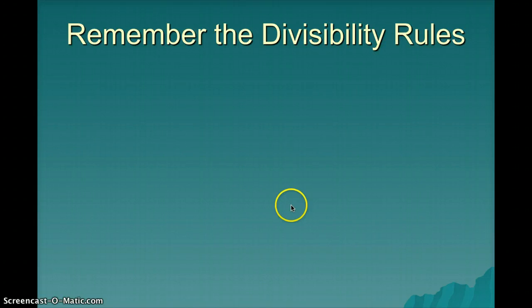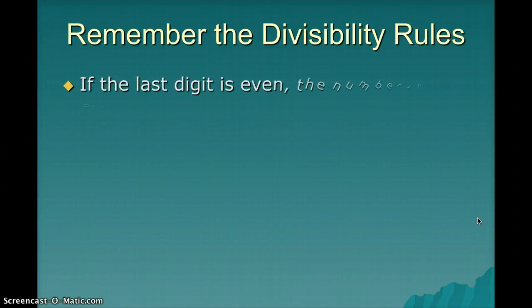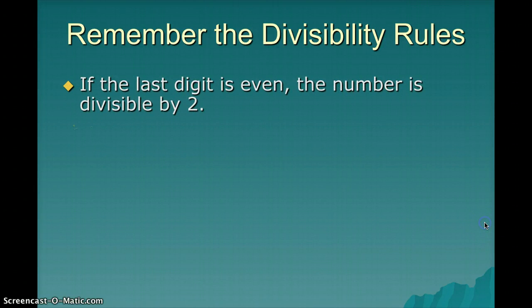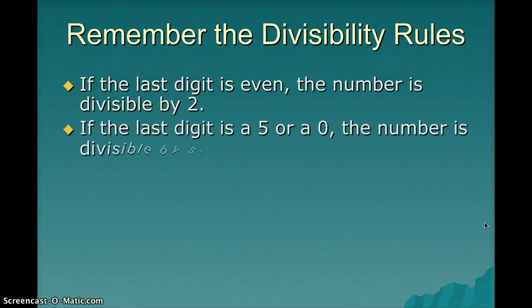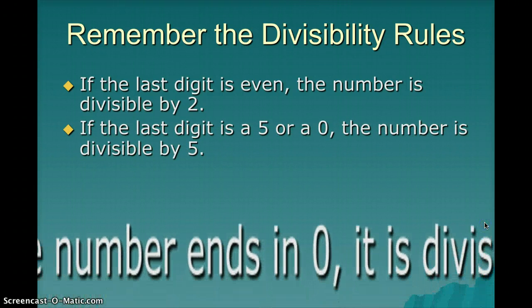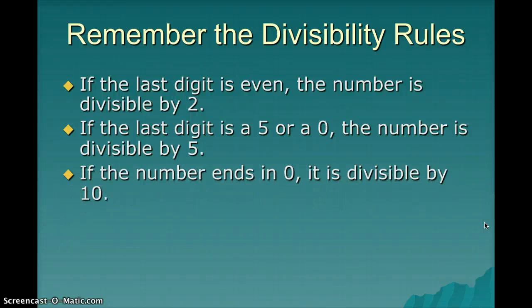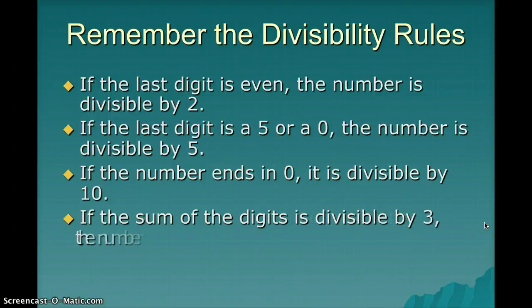With prime factorization, and as you've noticed with finding greatest common factors and those common factors as well, your divisibility rules have come in handy. So let's review those again. If the last digit is even, then the number is divisible by 2. If the last digit is 5 or 0, it's divisible by 5. If the number ends in a 0, it's divisible by 10. And if the sum of the digits is divisible by 3, that digital root, then the number is also divisible by 3. So if that digital root is 3, 6, or 9, then the number is divisible by 3.